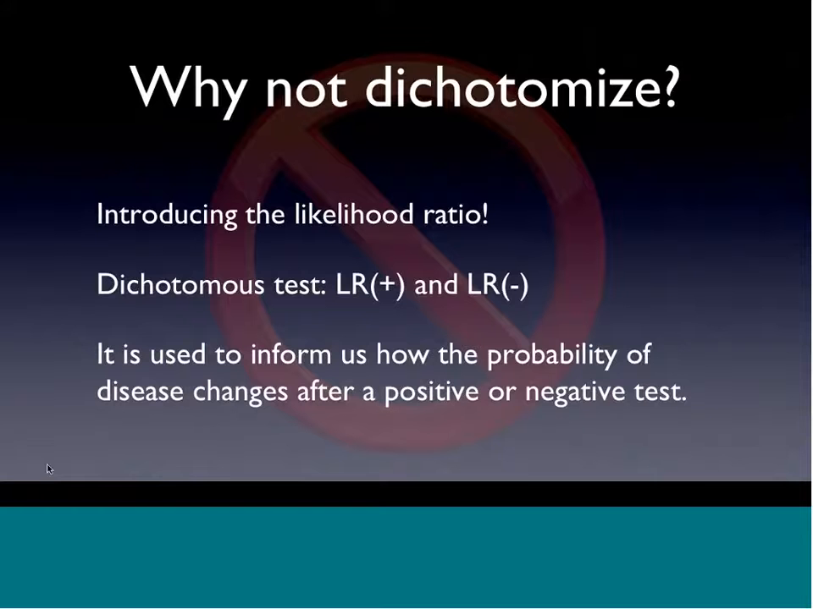To do that, I would like to talk a little bit about likelihood ratio. In a dichotomous test, we're going to have two of these. We're going to have positive likelihood ratio and negative likelihood ratio. And why do we care about it? Well, we care about it because we use these results to tell us what is the probability of a patient having disease after a result is positive or negative. So how does the test result change the baseline probability of that patient?